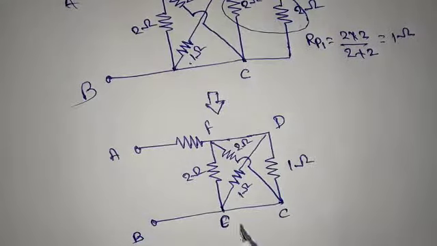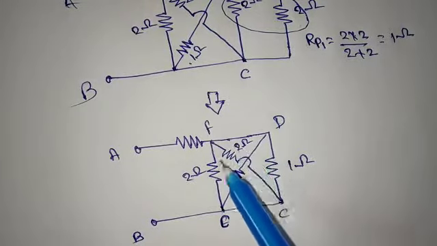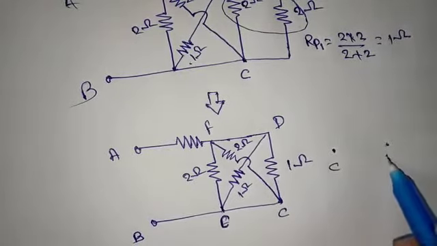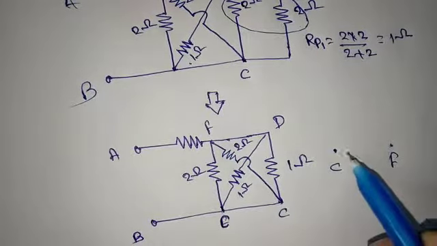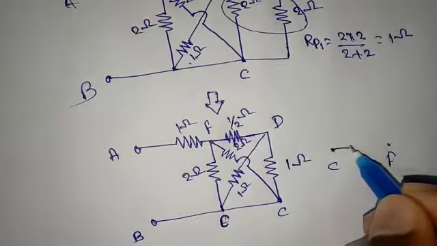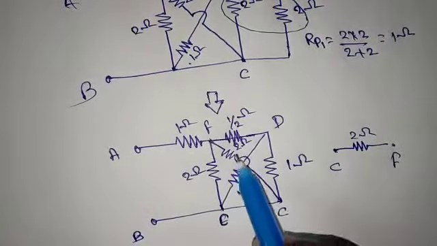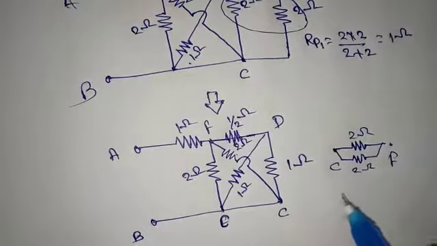Now you can check here that F is given here, again C and C. Between these two points we have 2 ohms and 2 ohms. Suppose we have the points C and F. Between C and F we have the value 2 ohms. Again between C and F another 2 ohms is given here. So these two are in parallel to each other.